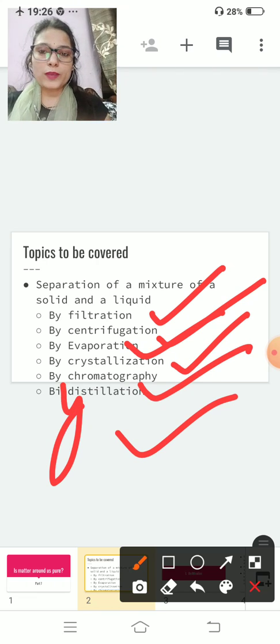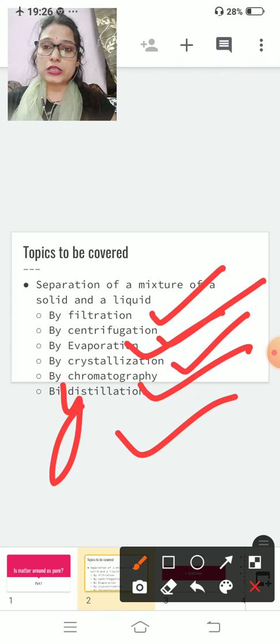Clear? How many methods are there? There are total 6 methods. These all are the methods by which you can separate out the mixture of one solid and one liquid. Now we are going to study these methods in detail one by one.